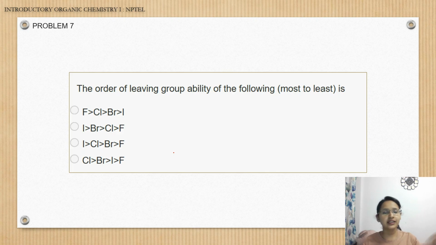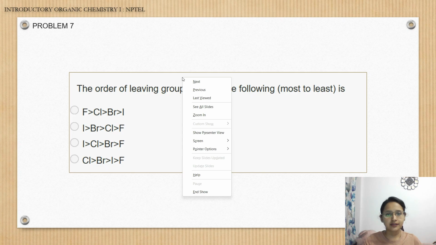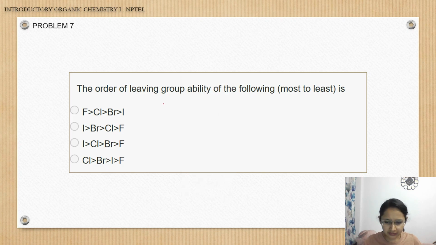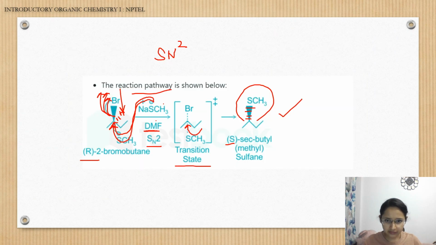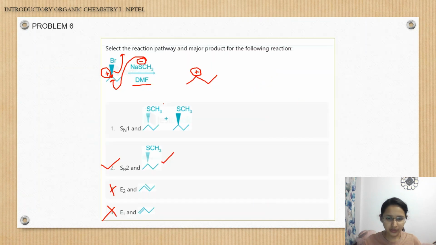See, it is a very easy problem number 7. SN1 product. Yeah, these are the products.